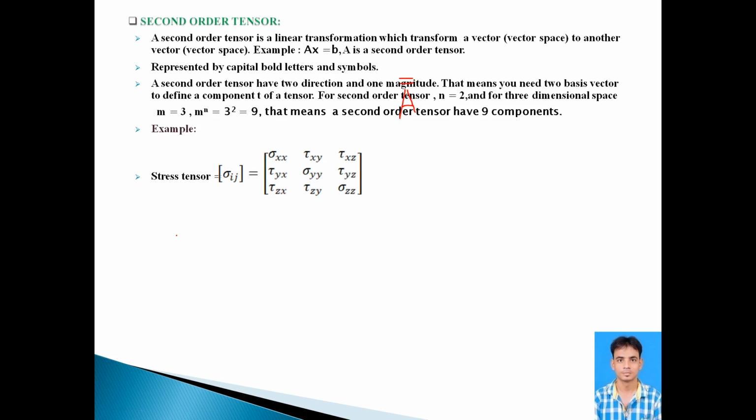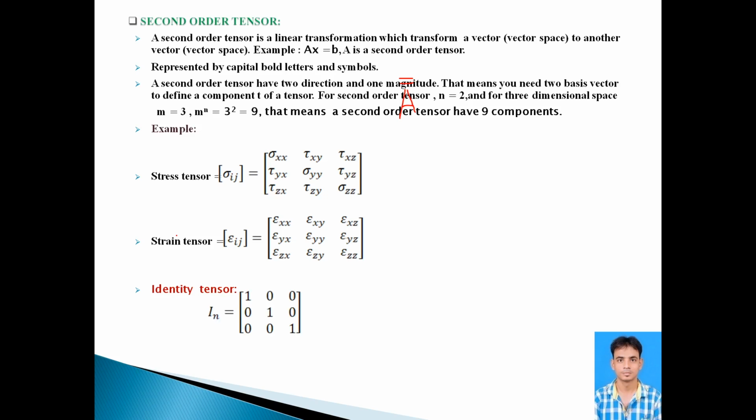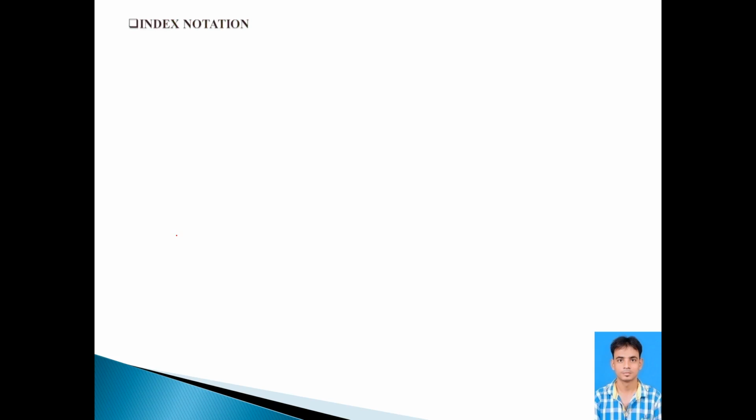Now another example is the strain tensor, and it will also have 9 components, and in subsequent lectures you will see the strain tensor in detail. Another example is the identity tensor. You know it in matrix representation: the off diagonal elements are 0 and the diagonal elements are 1. So it is also a second order tensor. Okay, so move to the next.